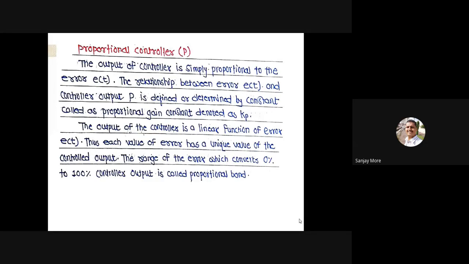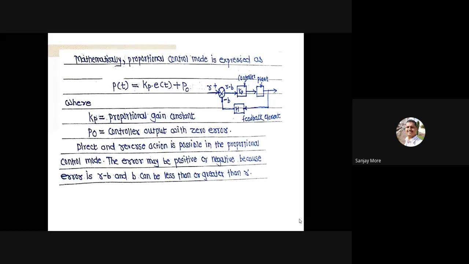See, the output P(t) is equal to Kp into e(t), that is, proportional constant into error, plus P0. See the feedback diagram. There is a summing point, R minus B, then the controller Kp and the plant, and here the output will be there. So Kp means proportional gain constant and P0 is the controller output with zero error.